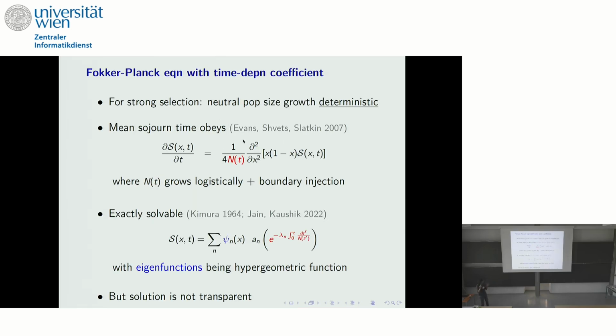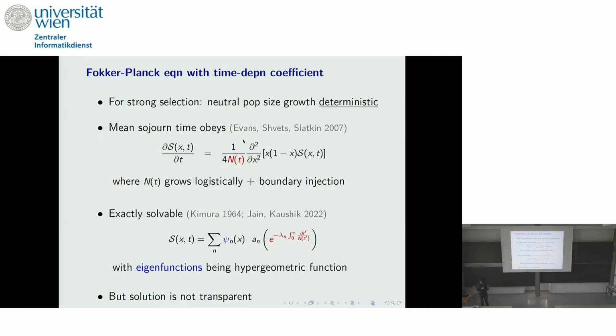Let me say right now that we have to say a little bit more about how I'm modeling this population size growth. I'm going to assume it's growing deterministically because I'm assuming strong selection right now. They're slightly complicated looking equations, but you are physicists, so I think it's fine. It can be shown that this mean sojourn time obeys this equation. This is a second derivative term, and we have x(1−x) inside the second derivative. And then we have these coefficients, which are also time dependent, where the time dependence comes from n growing logistically. And so that's the equation.